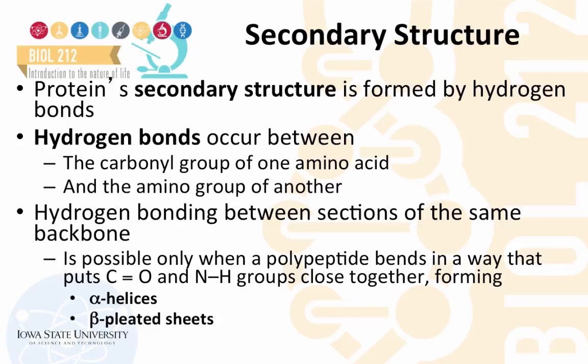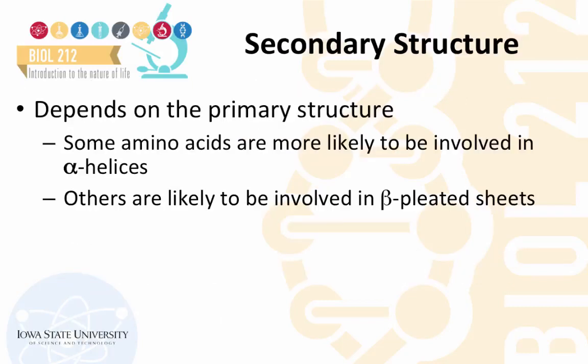Hydrogen bonds are involved in the formation of secondary structure in a protein. These hydrogen bonds occur between the carbonyl group of one amino acid and the amino group of another. Hydrogen bonding between sections of the same backbone is possible only when a polypeptide bends in a way that puts the carboxyl and the amino groups close together, forming structures known as alpha helices or beta-pleated sheets. The secondary structure of a polypeptide depends on its primary structure because the sequence of amino acids determines the way in which they interact with each other to form the secondary structure.